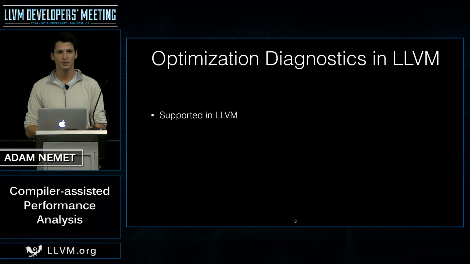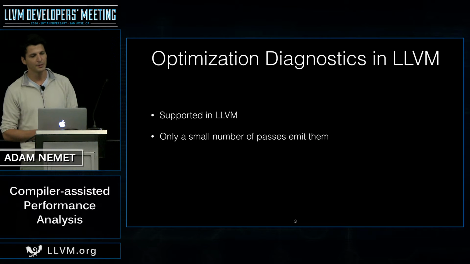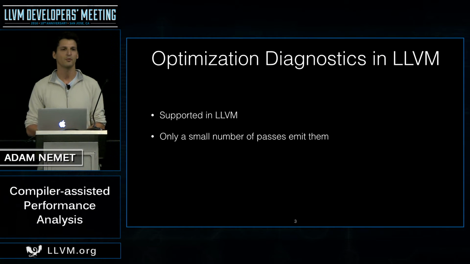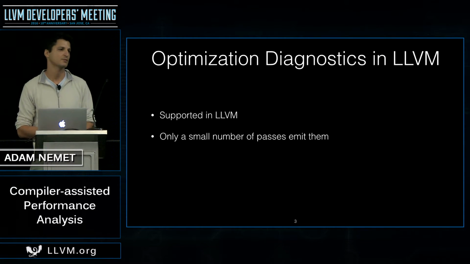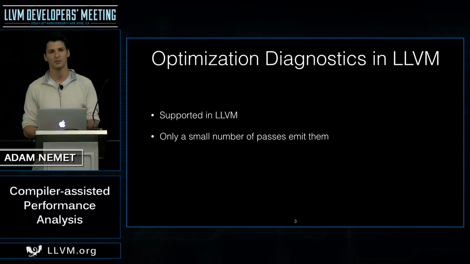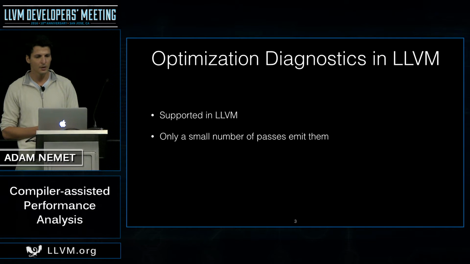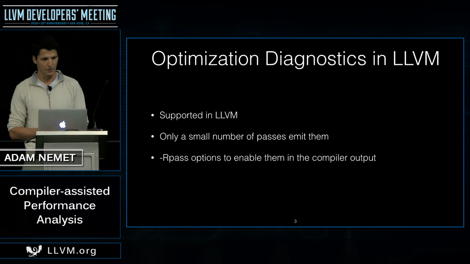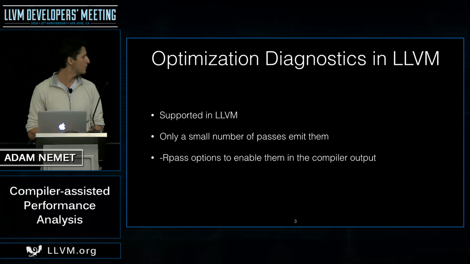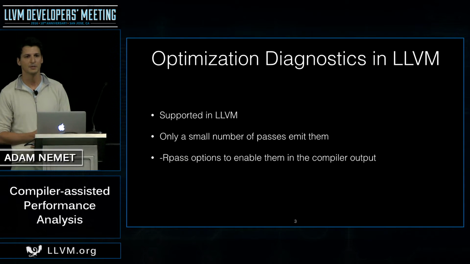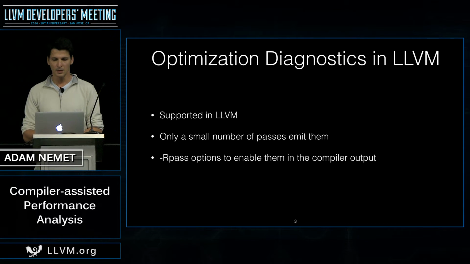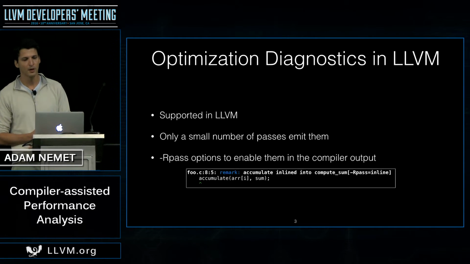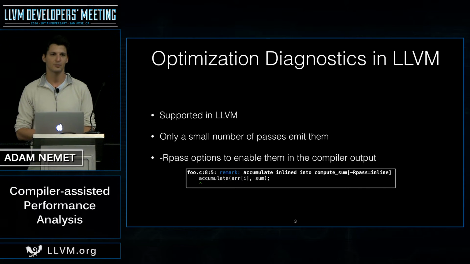Well, they have been supported for some time, but currently only a small number of passes emit them. And the main use case was the loop vectorizer, to be able to tell whether vectorization happened in a piece of code or not. You activate them with the RPass options, and then they appear in the compiler output, and they look like this. They pretty much look like warnings or errors.